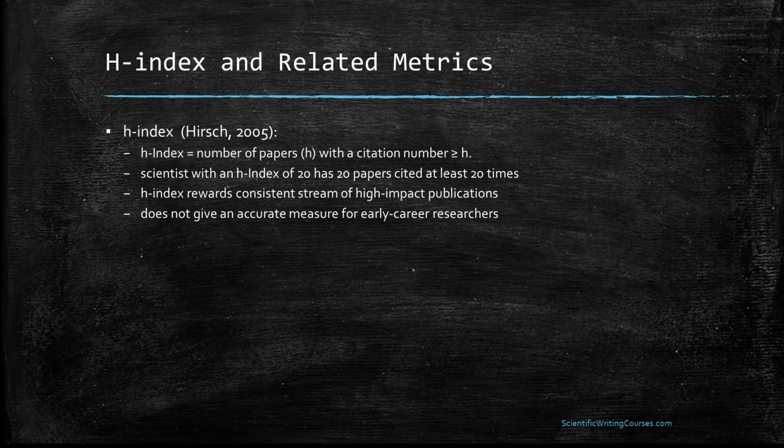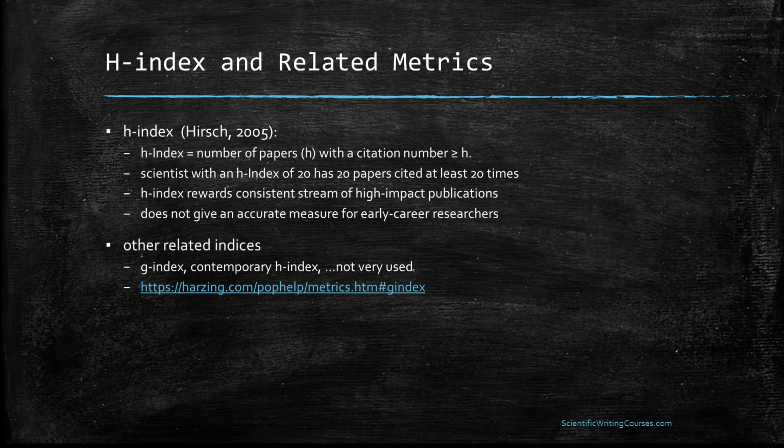As is normally understood, the H-index provides a reward for a consistent stream of high impact publications. This is the idea, but it doesn't give any accurate measure for early career researchers. If you are early career, obviously you have published very little, and your H-index is going to be very small, because you need to wait a long time for your papers to be cited sufficiently, right?